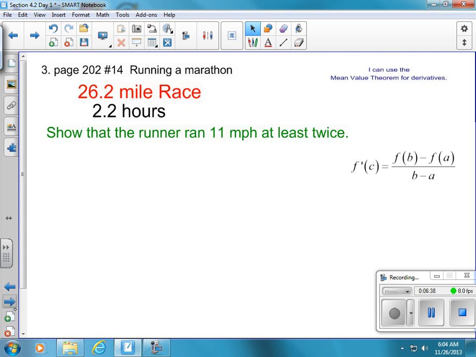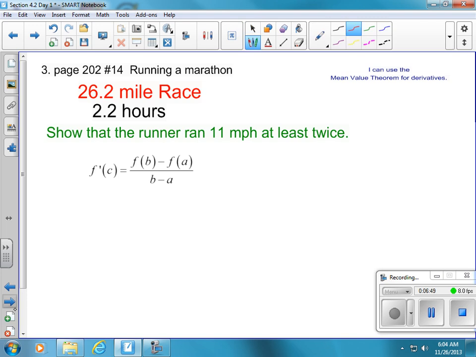Here's another one, running a marathon. Show that the runner ran 11 miles per hour at least twice. This is number 14 in your assignment. We're going to use the same theory as the temperature. Our function at the ending minus the beginning of the race, and what we use is miles per hour. So we have 26.2 miles is our ending part of the race.